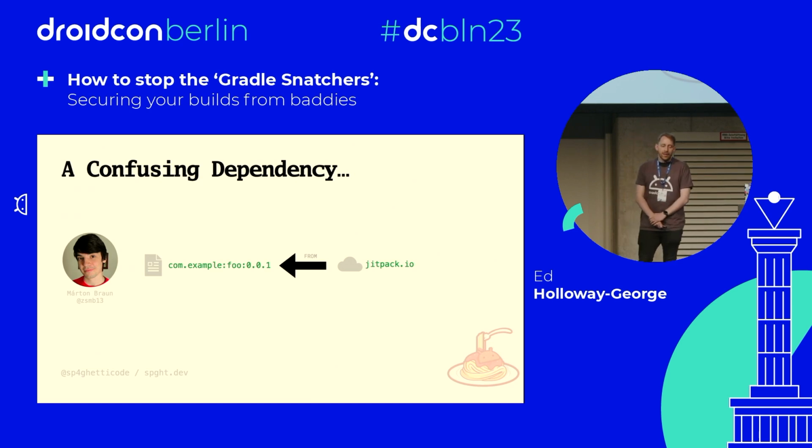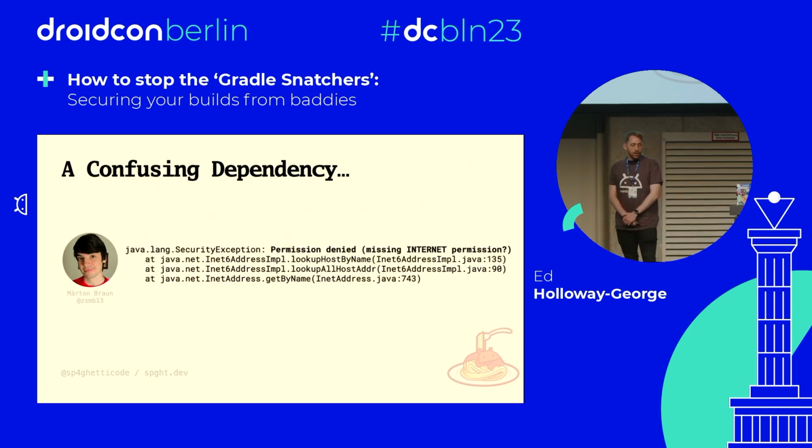The first thing is that the library didn't have any permissions that it shouldn't have had, or was expecting to not have any kind of significant permissions. And it was also coming ideally from Jetpack.io. I'm sure some of us use Jetpack.io as a Maven repository nowadays. However, when he ran the app, something quite strange happened.